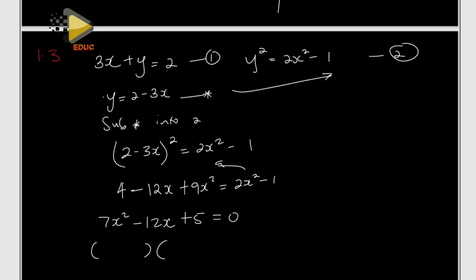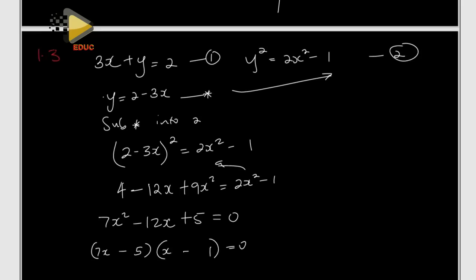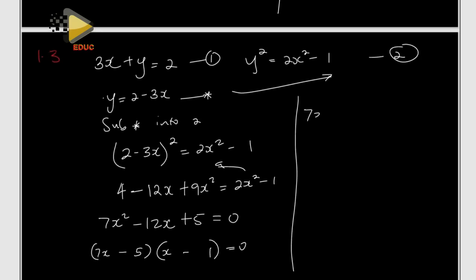I can factor this out. The numbers that I multiply to give me 7x squared are just 7x and x. 5 is a 1 and 5. Should I put it here? Let's see, minus minus, so 7x. Wait, 7x squared minus 7x minus 5. It's perfect. Okay, so if I do that, or you can switch to quadratic, no problem. Which means 7x minus 5 is 0, which means x is 5 over 7, or x is 1. Then I just need to get these values and substitute them into equation star.